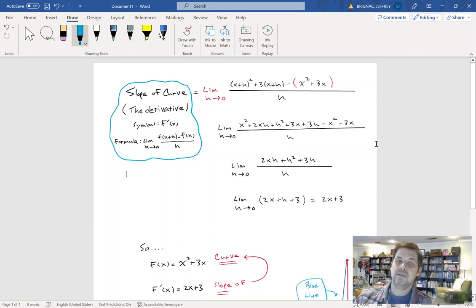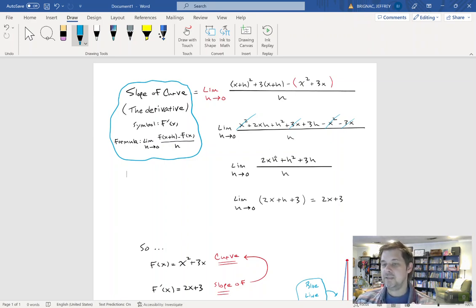And then I notice that some of these terms cancel. There's the x squared and the negative x squared. There's the 3x and the negative 3x, and that's everything that cancels in that step. And I'm left with this. There's a little bit more canceling that can be done. The way we understand a fraction like this is that each of these individual terms gets divided by h. It's not just that any two of the h's cancels and you're done.